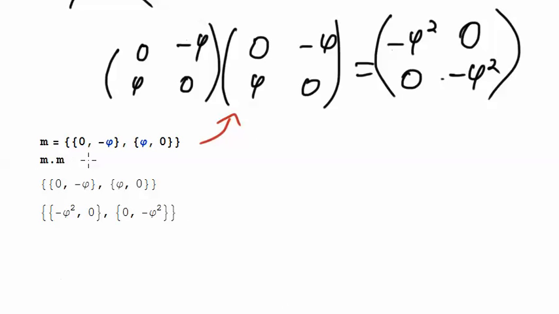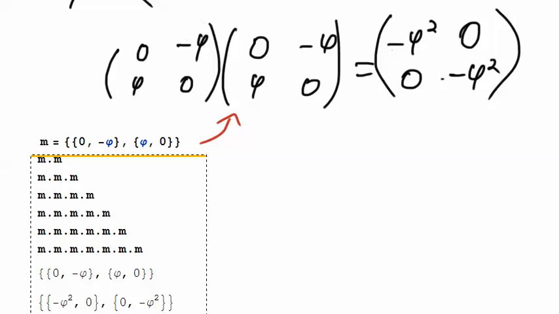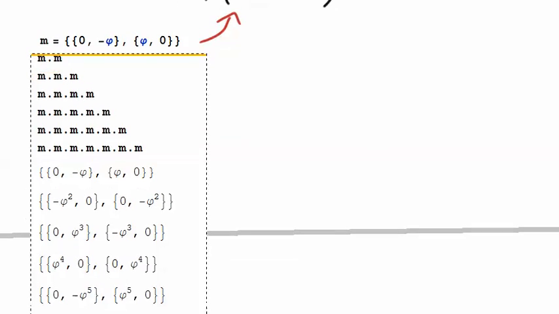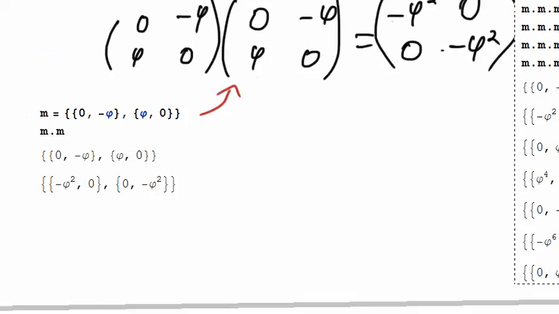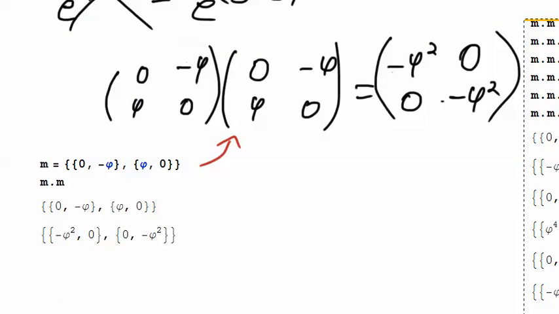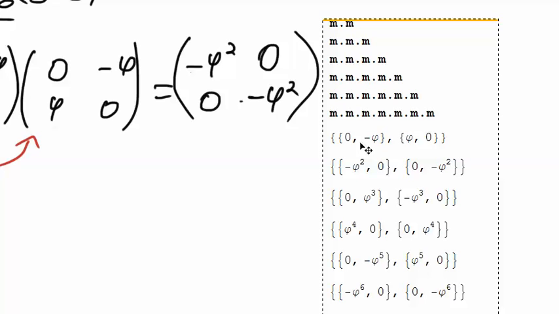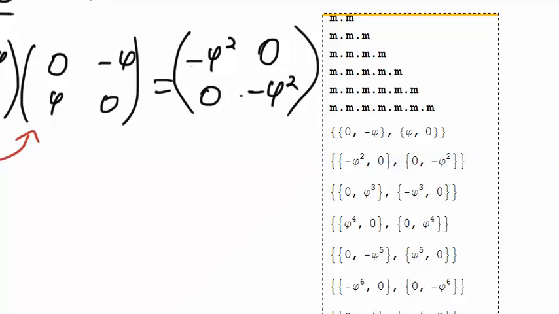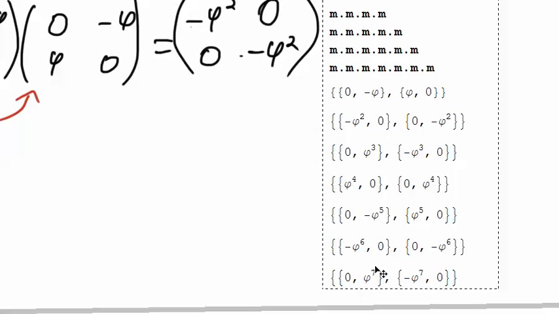And if I continue that, multiplying m dot m, m dot m dot m, m dot m dot m dot m, multiplying our matrix through over and over again, you'll see that you have that same pattern of negative phi plus 0 plus phi cubed plus 0 minus phi to the 5th plus 0 plus phi to the 7th. So you got that alternating minus, plus, minus, plus in each position.